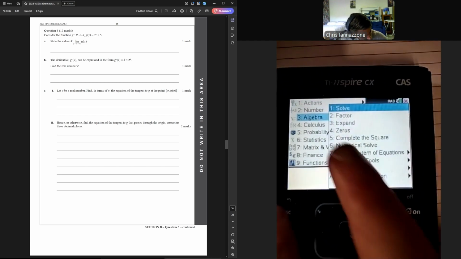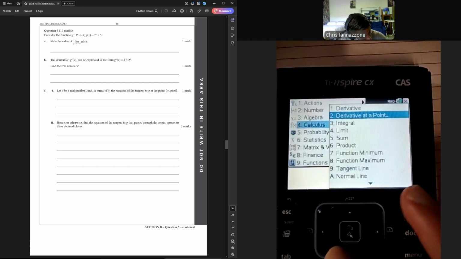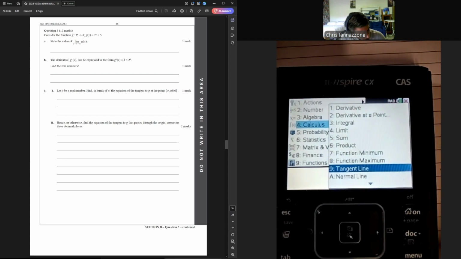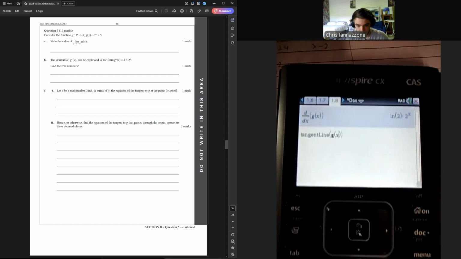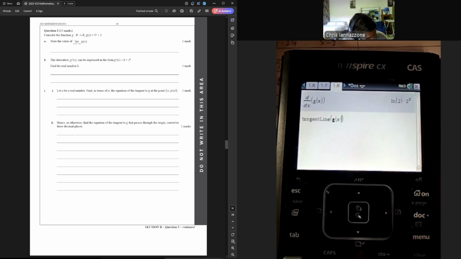It's found under the calculus menu once again, all the way down here at 9. So we want to find the tangent to g, so the first thing we're going to do is put g of x as our first operator. Then from there, we want to find it at an x coordinate. Specifically, that x coordinate is a. Now I can't do that immediately because it's bolded, so it's going to have an issue with that.